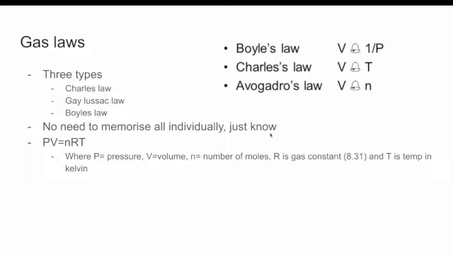There's no need to memorize these individually, you just need to know that they exist, and everything here is combined into this one law, so you can see V and P are inversely proportional, V and N are proportional, and V and T are directly proportional, and this equation is PV equals nRT, where P is pressure, V is volume, n is number of moles, R is the gas constant, and R has a value of 8.31, and T is the temperature in Kelvin. So, yeah, that's pretty much all you need to know here.